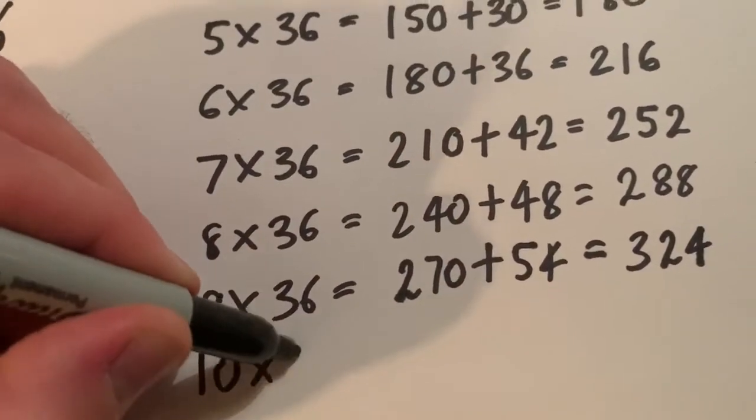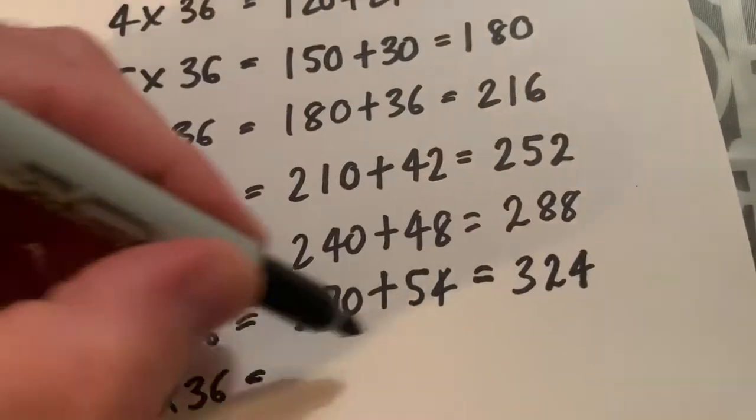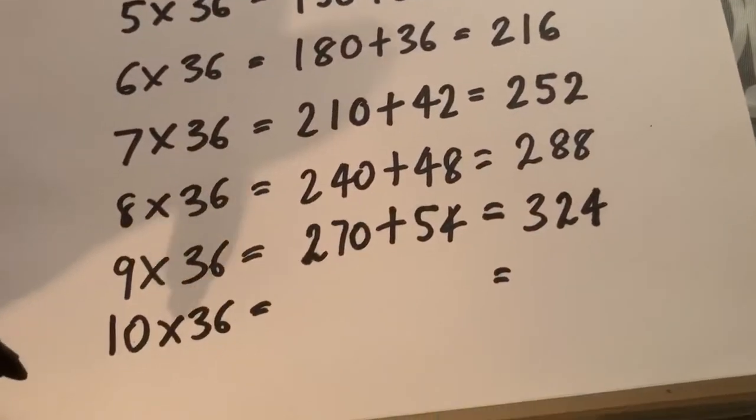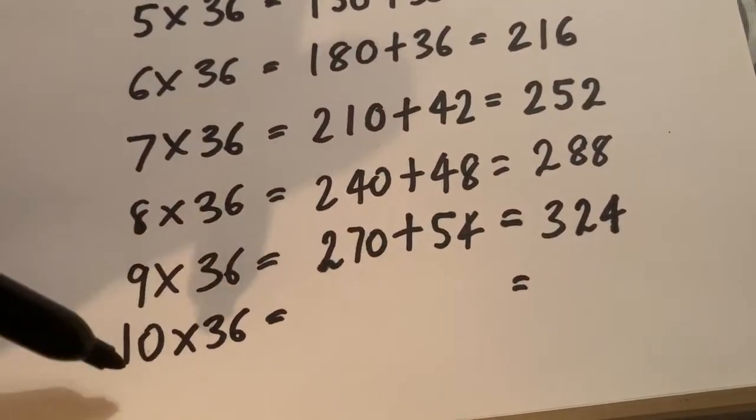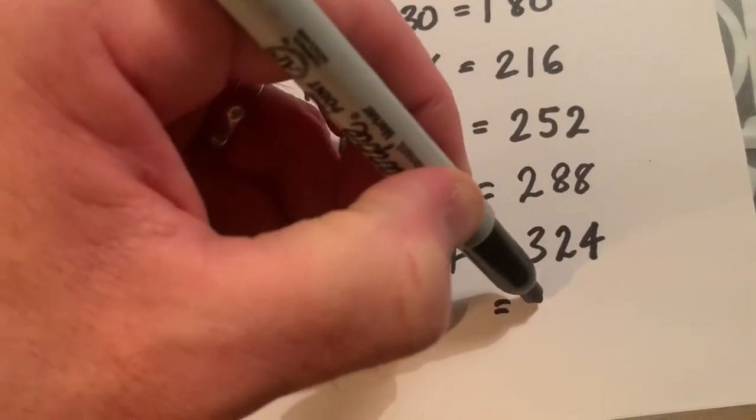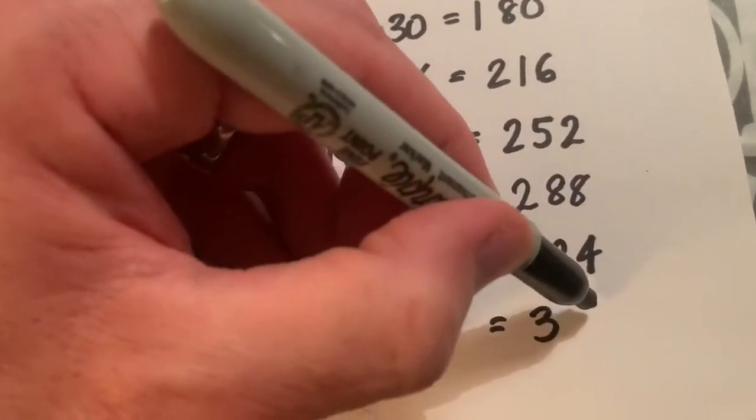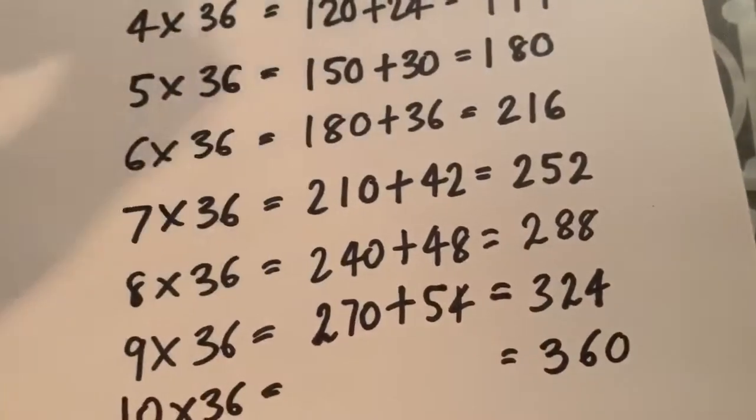10 times 36, however, is an easy one. Of course, we wouldn't need to use the partitioning, because we know that when we are multiplying a whole number by 10, it becomes 10 times bigger. Those digits move one place to the left, 360.